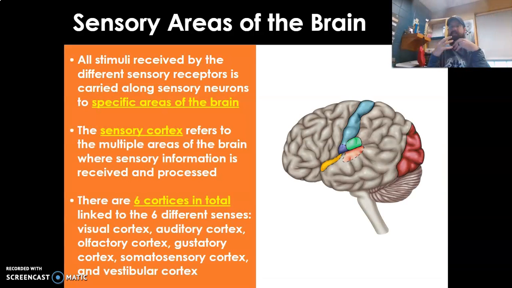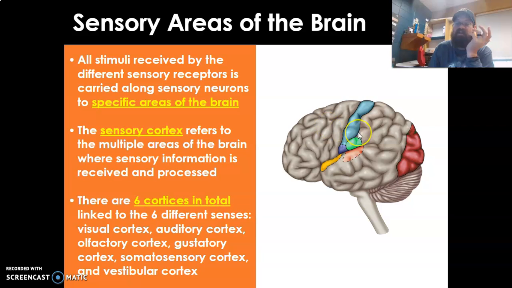So once our sensory receptors are stimulated, it needs to give a signal to our brain. Right, so it carries along these sensory neurons. Remember, we have sensory neurons and motor neurons coming out from our brain to all parts of our body. Sensory neurons take the signal from our body, or the stimuli that's affecting our body, and move it to our brain. There are specific areas within our brain called sensory cortices, or cortex if it's singular. The sensory cortex refers to all these areas in the brain.